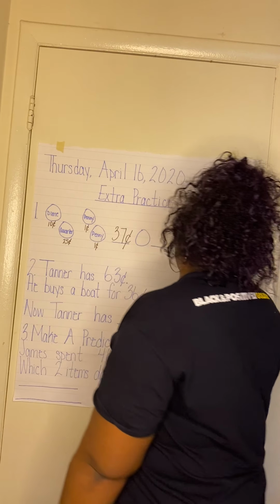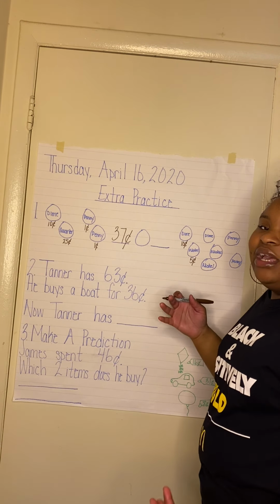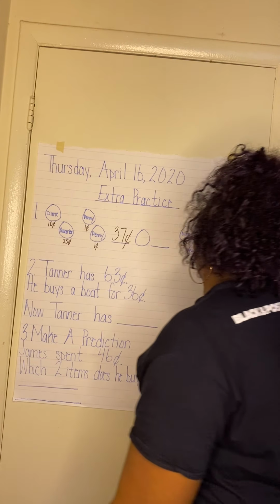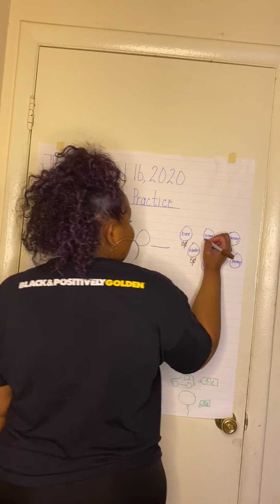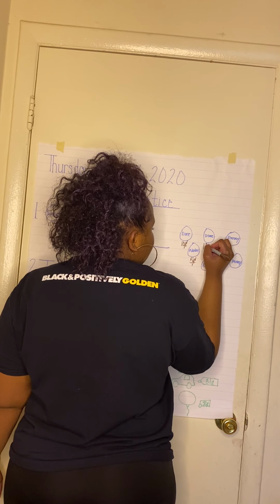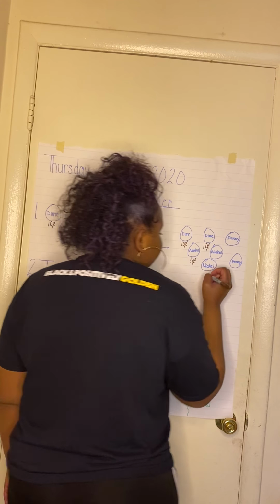So if you look at it, I have 1 more dime over here and 2 more nickels. So let's just go ahead and fill in the value of those. So remember that a dime is worth 10 cents. Good job. And then a nickel is always worth 5 cents. Great.